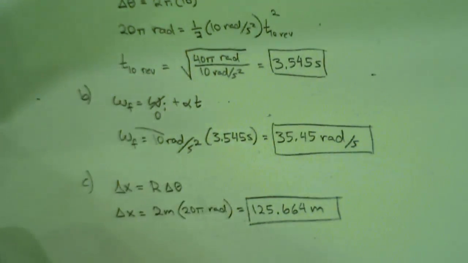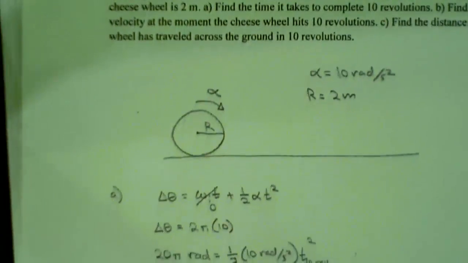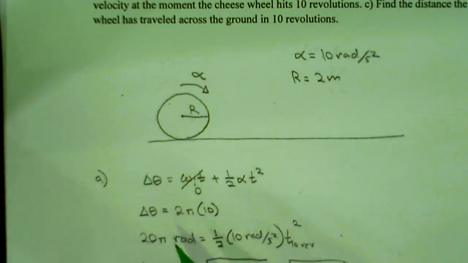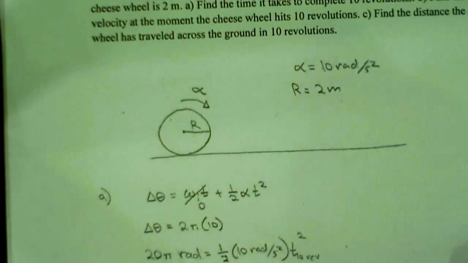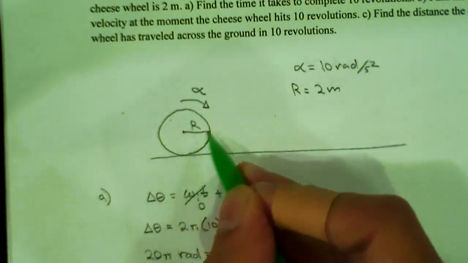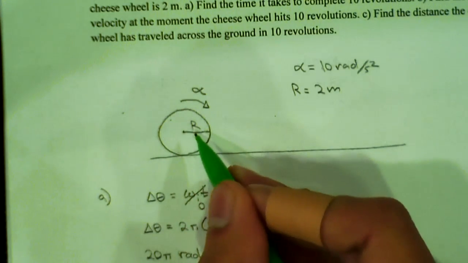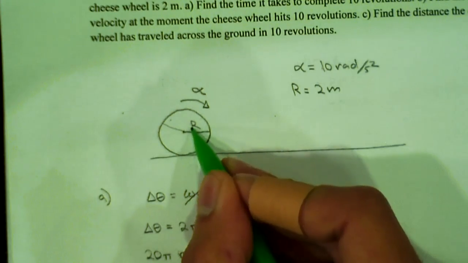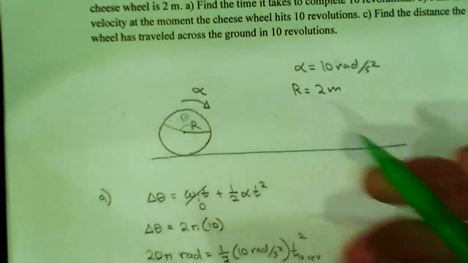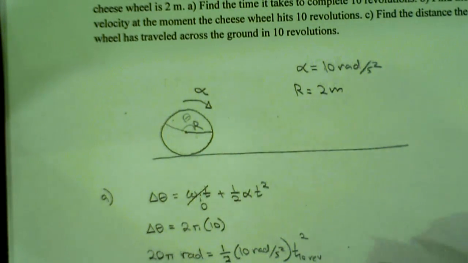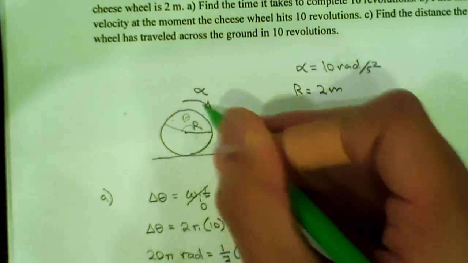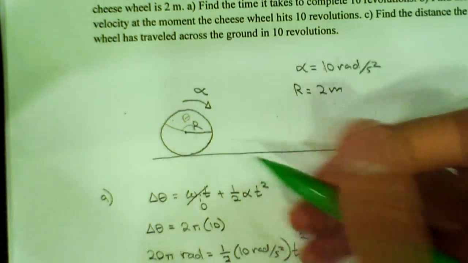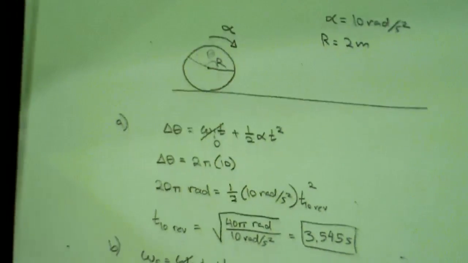You have a question? All right, so delta theta represents the angular displacement, right? So it's going to be the angle, that's how many times the angle is going around, right? So this is theta. And we care about theta for 10 revolutions, right? So what's going to happen is the wheel is going to rotate 10 times completely. You got it? All right.